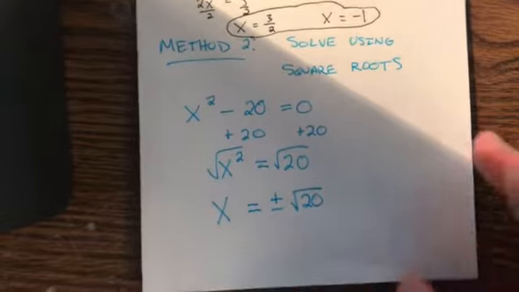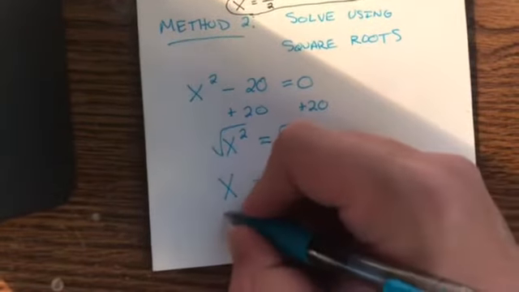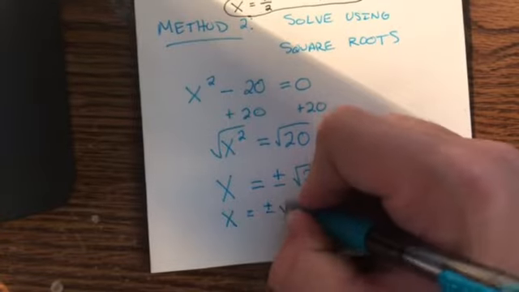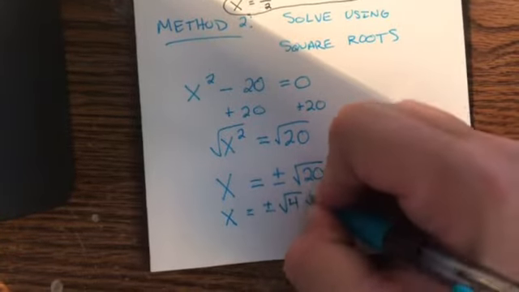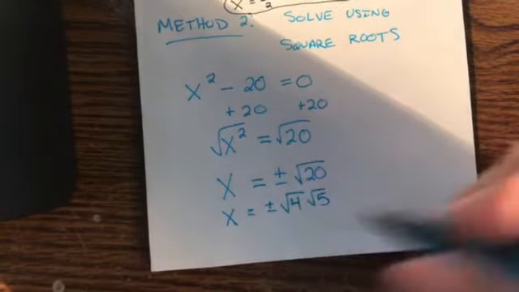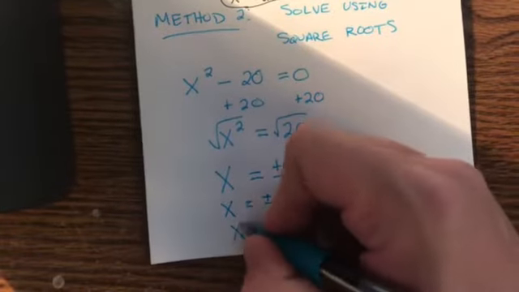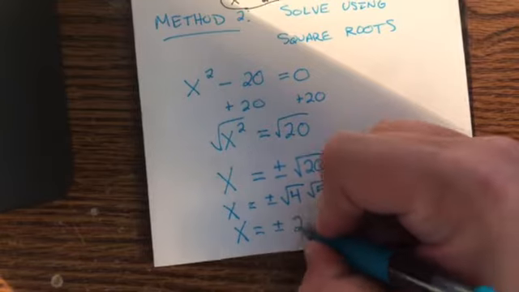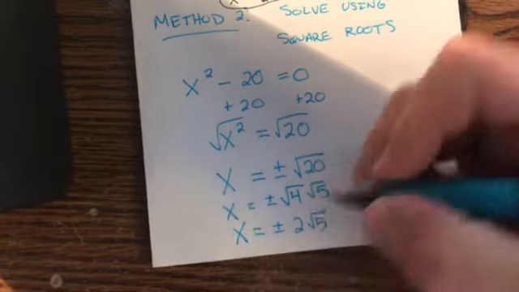Also, I expect this answer to be completely simplified. X is equal to plus or minus. You're going to break 20 up into the square root of 4 times the square root of 5. The square root of 4 is just the number 2. X is plus or minus 2 times the square root of 5.